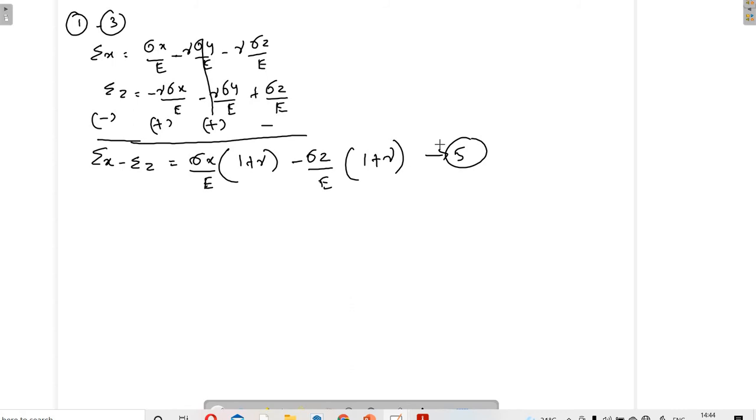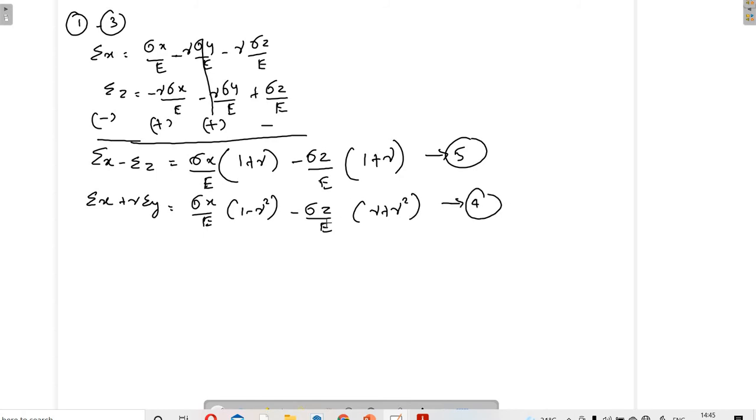Consider the equation number 4 and 5 and try to eliminate the stress sigma z, because we need the equation in terms of sigma x only. So consider the equation number 4. I am going to write here again equation number 4. Epsilon x plus nu epsilon y, which is equal to sigma x by E times 1 minus nu square, minus sigma z by E times nu plus nu square. So this is equation number 4.